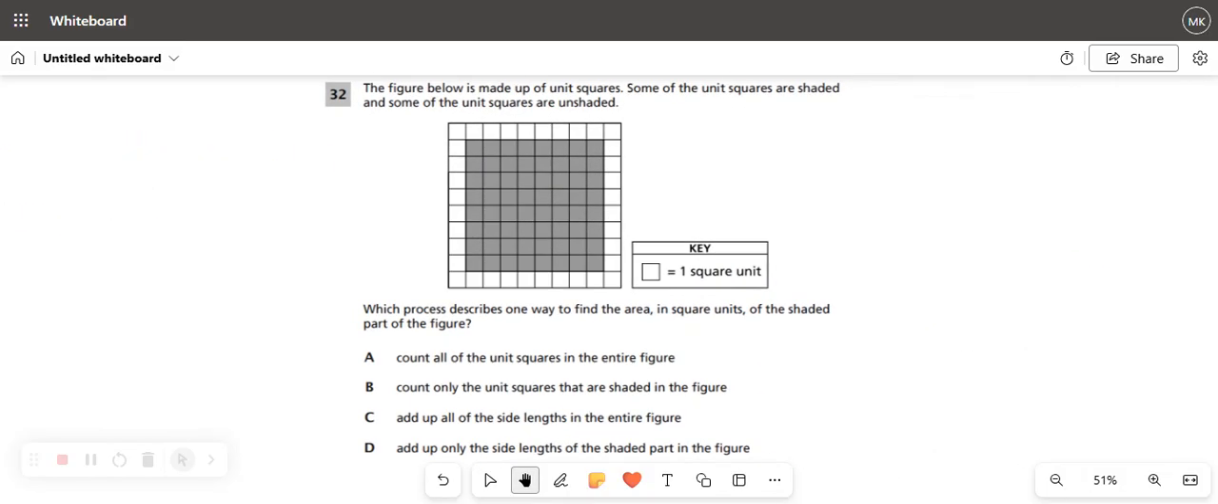For question 32, it says the figure below is made up of unit squares. Some of the unit squares are shaded and some of the unit squares are unshaded. Which process describes one way to find the area in square units of the shaded part of the figure? So first you have to look at the key, because sometimes they can trick you with that and make 1 square equal to 5 square units when you assume that it's just 1. So here you can see that 1 square is equal to 1 square unit.